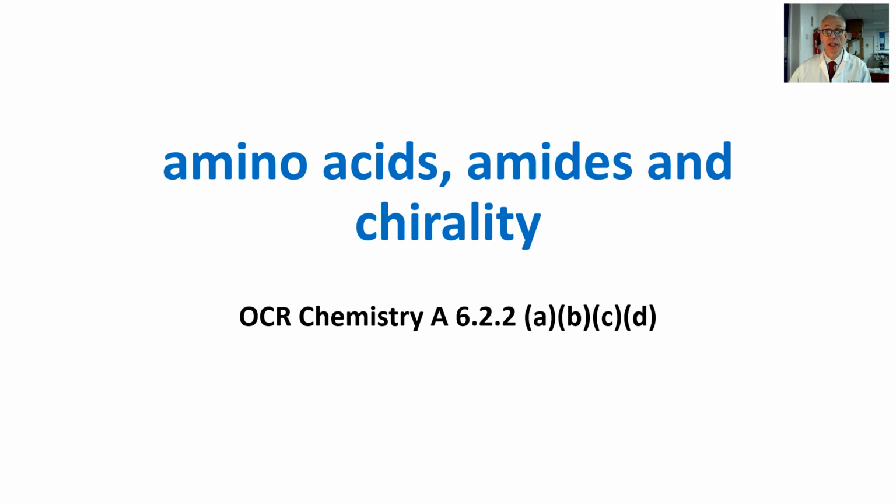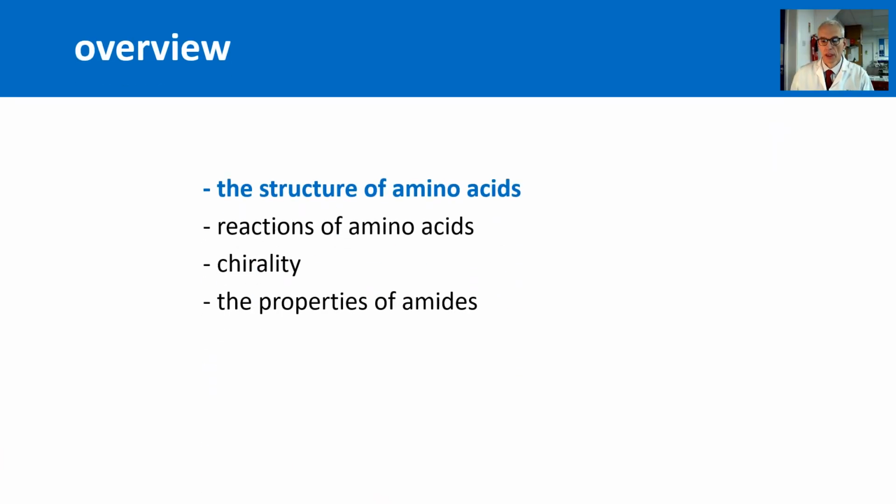OCR Chemistry A, amino acids, amides and chirality. We will start with the structure of amino acids and move on to look at their reactions, and then one of the properties of most amino acids, which is chirality or optical isomerism. And then we'll finish this lesson with a different functional group, the amides.